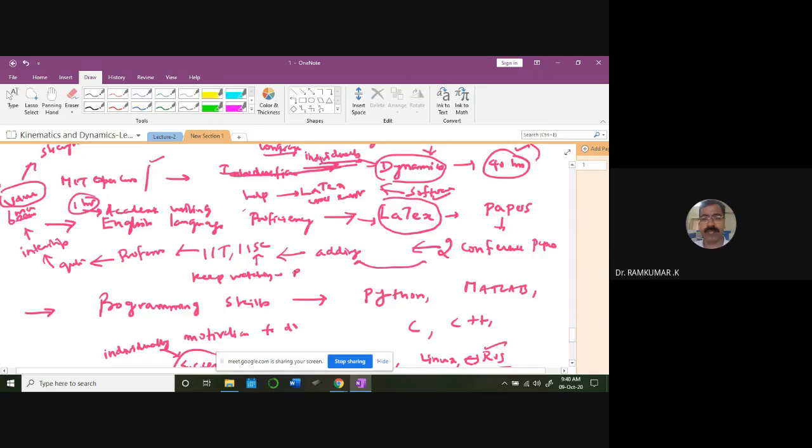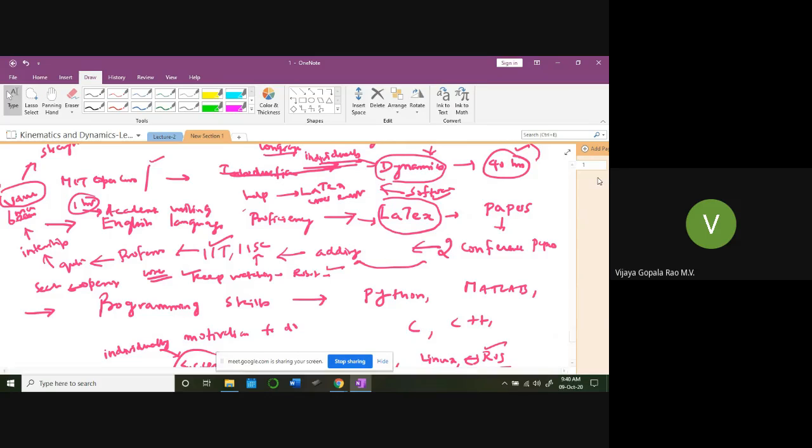Just type in Google and watch. Is there any robotics related conference coming in the IITs? If there is any conference coming, immediately inform me. We'll work together and publish a paper. I'm open to that. Keep searching on the internet whether any IITs are opening up any conferences, online conferences. Nowadays, it's COVID time, online only.